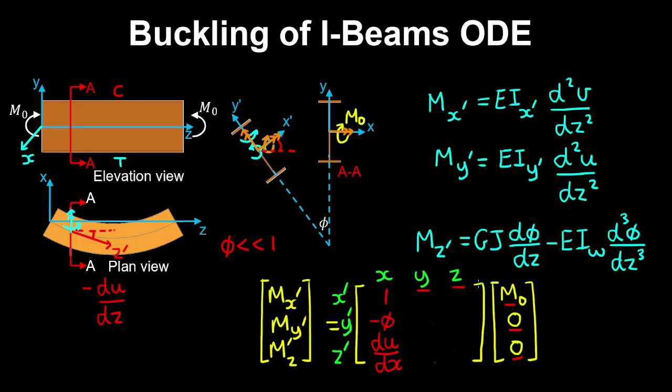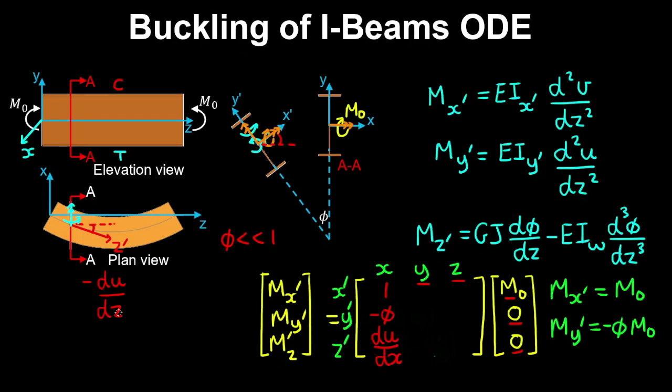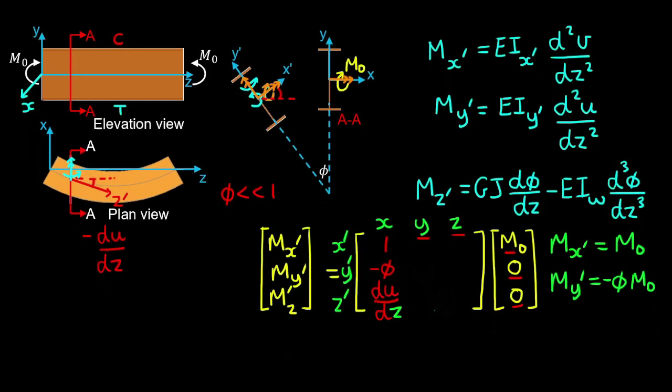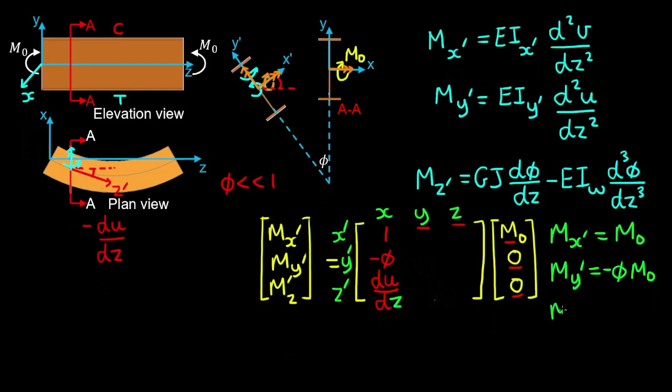And now if we multiply these out, we get mx dash is m naught, my dash is minus phi by m naught. So noting this should be du dz, we have mz dash is equal to du dz by m naught. And now we can substitute for these moments in these differential equations.